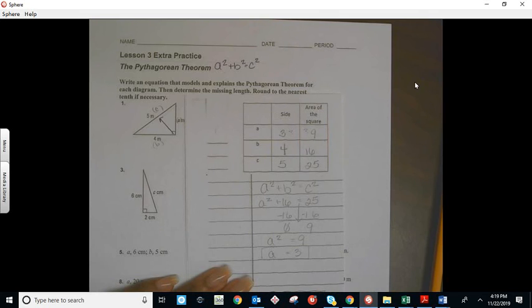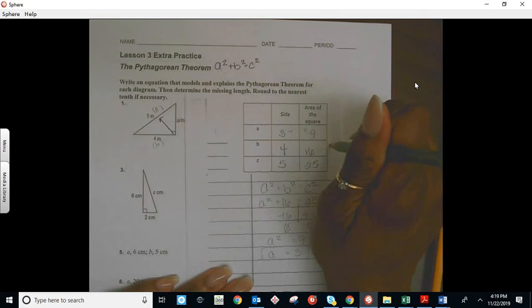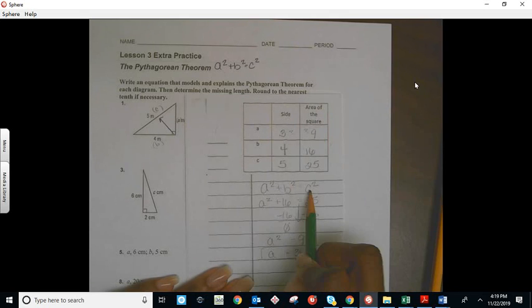This table is going to be super helpful. And also just remembering what that equation is: a squared plus b squared equals c squared. Okay? Let's try number 3.